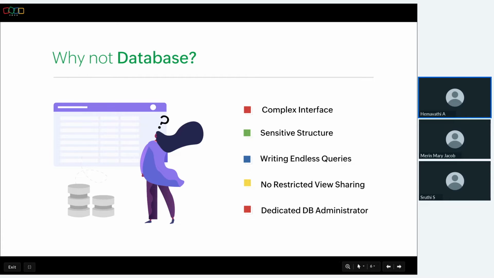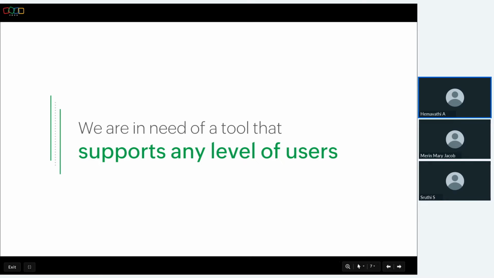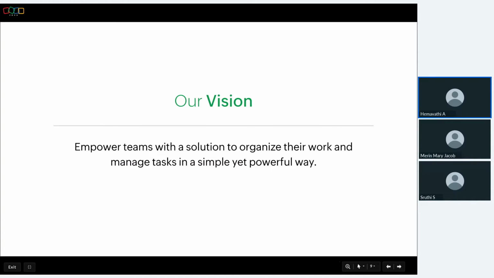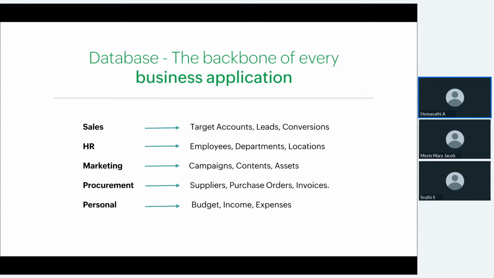Well, that's when we realize that we are all in need of a tool that adapts to our needs rather than us adapting to the tool's requirements. That very thought led to the birth of Zoho Tables. Zoho Tables is a work management tool that seamlessly connects people, processes, and information. The best part is that it offers you the best of both worlds. It's a perfect combination of spreadsheet and database that fits into any work environment. With this, our vision is to empower teams with a solution to organize their work and manage tasks in a simple yet powerful way. But why did we choose database as a backend functionality?